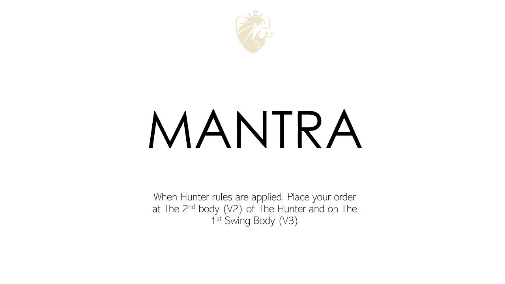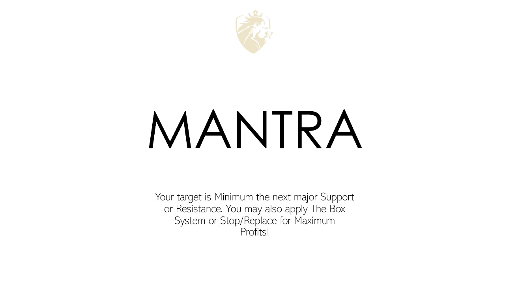When hunter rules are applied, place your order at the second body, version number 2, and at the first swing body, version number 3. We already went through that in the previous video, and we're going to check it again. Your target is minimum the next major support or resistance. You may also apply the box system, stop or place, for maximum profits, which will come in separate videos.